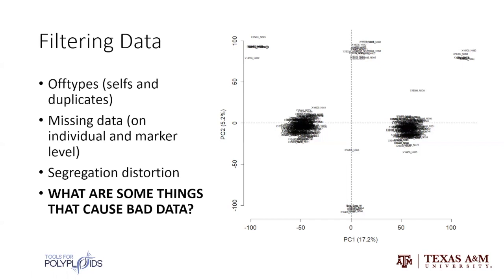The issue with segregation distortion is that it's hard to distinguish between biological segregation distortion and genotyping errors. That's why in my question I mentioned that when the markers showing segregation distortion are clustered together, it is a good indication that this is because of a biological reason.